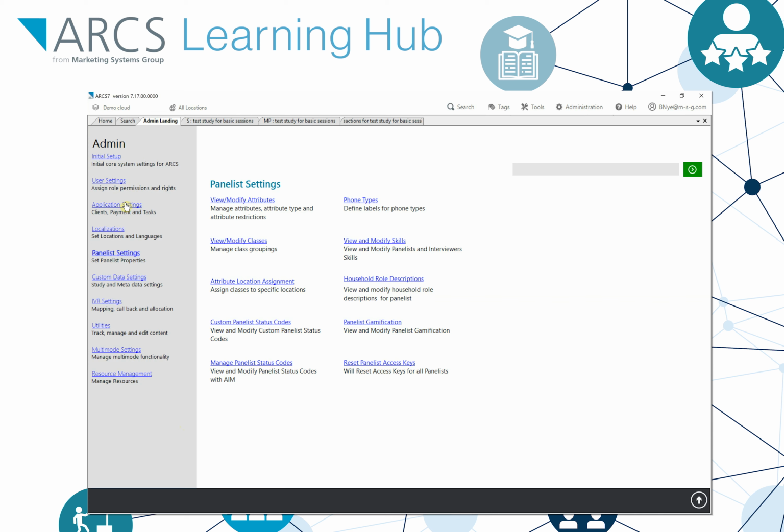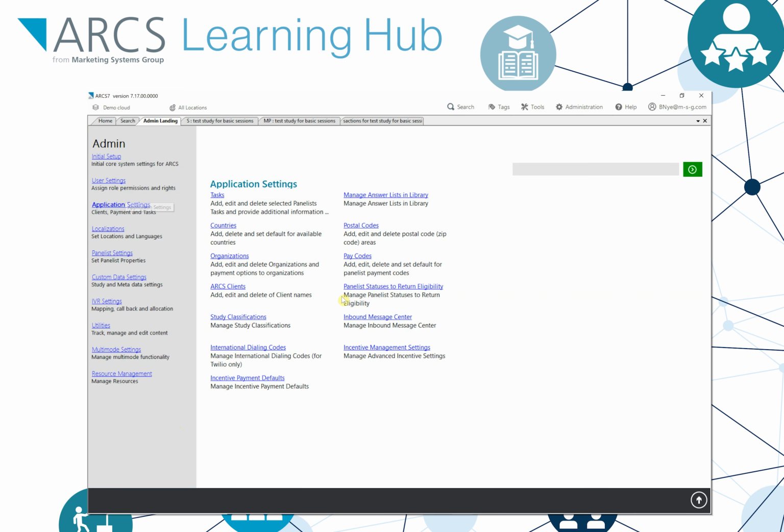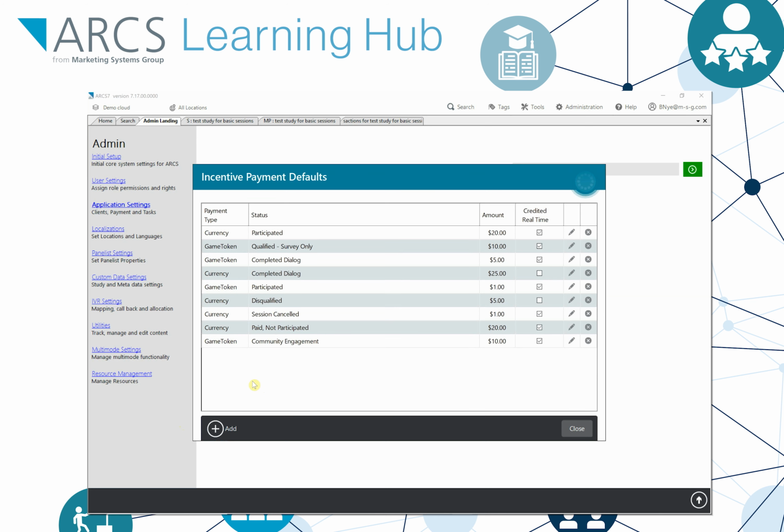To find those, go under Application Settings, Incentive Payment Defaults. For any given study opened under this environment, you will have these statuses, some are currency, some are game tokens, with these amounts. And again, any of this can be changed once you get into a study: whether they will be credited real time, what the amount is, and whether they are a game token or currency.